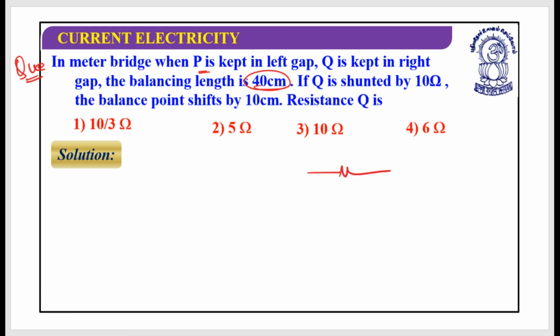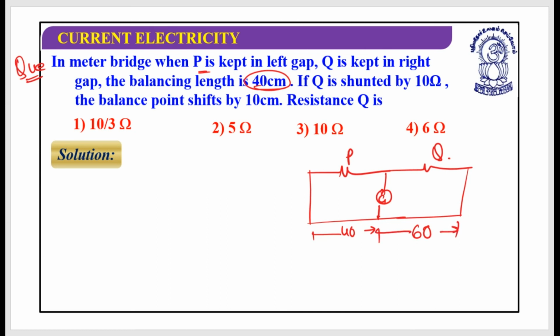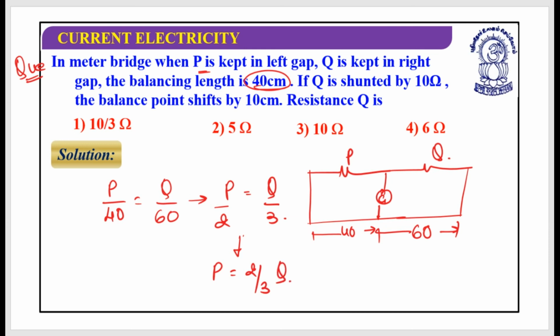So in this situation, this is P, this is Q, and the balancing length is at 40 centimeter. This is the null point at 40. This must be at 60. Now P by 40 could be written as Q by 60, and from this I can have P by 2 equals Q by 3. So P equals 2 by 3 of Q.